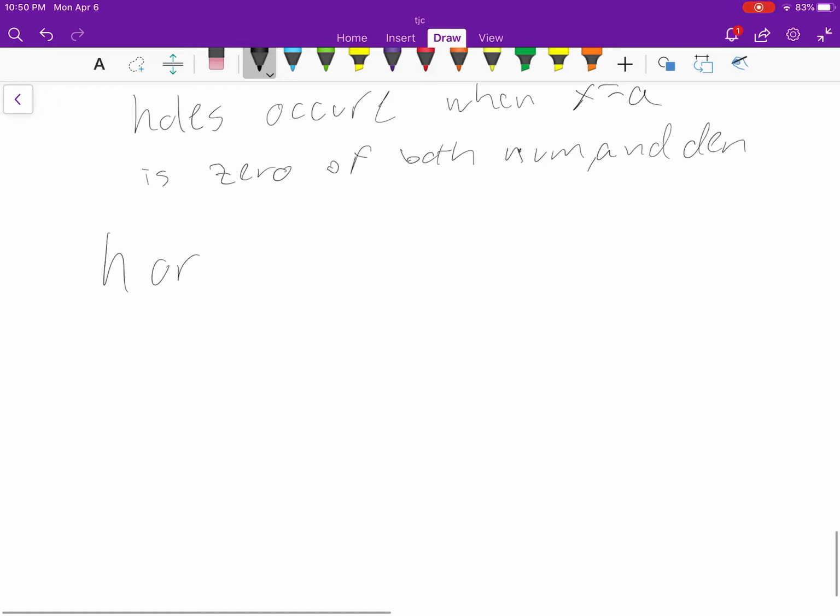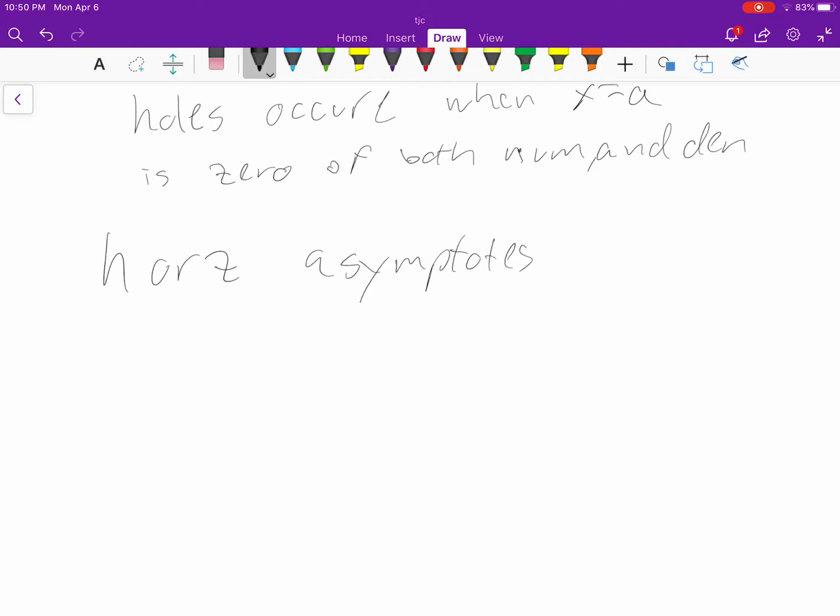So what are horizontal asymptotes? Well, horizontal asymptotes are like vertical, except that with vertical, when x approaches a, f of x goes to infinity. It's the opposite here. It's when x goes to infinity, f of x approaches a constant. So that's a horizontal asymptote.